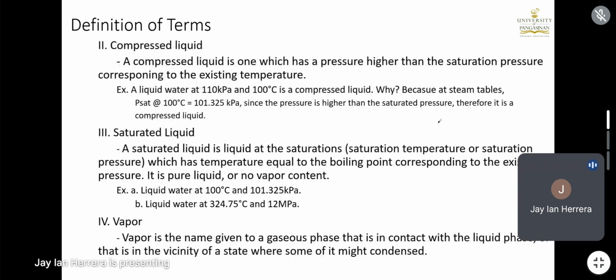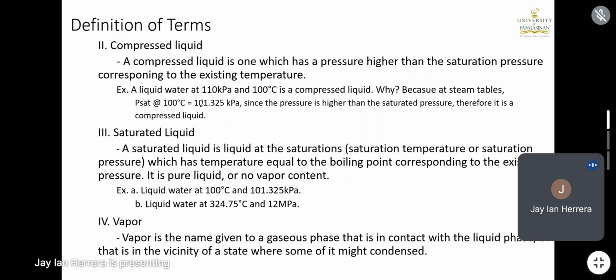Okay. Next is compressed liquid. A compressed liquid is one which has a pressure higher than the saturation pressure corresponding to the existing temperature. Compressed liquid is technically just subcooled liquid that is pressurized, or under higher pressure. Okay. For example, liquid water at 110 kPa and 100 degrees Celsius is a compressed liquid. Why? Because in the steam tables, P sat is at 100 degrees Celsius.